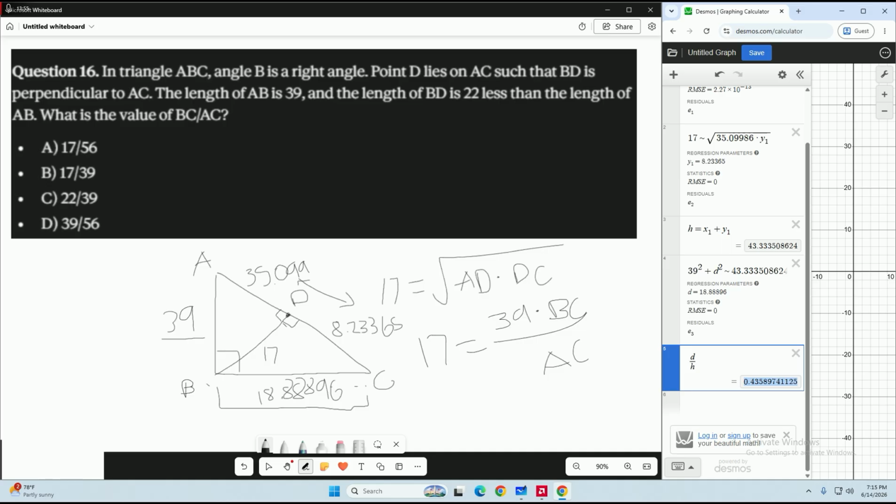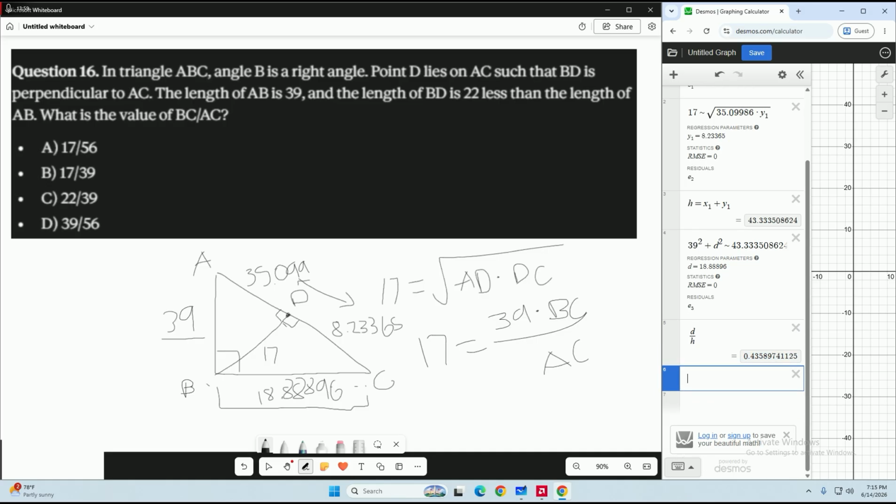And since I copied and pasted all the decimals, you're not going to get an exact value, so you won't be able to convert it to a fraction. But we can just type in each answer choice and see which one is really similar. If I do 17 over 56, I get 0.3, which is obviously not close. If I do 17 over 39, that is 0.435897, which is virtually the same thing. So from there, I can say B is my correct answer to this question.